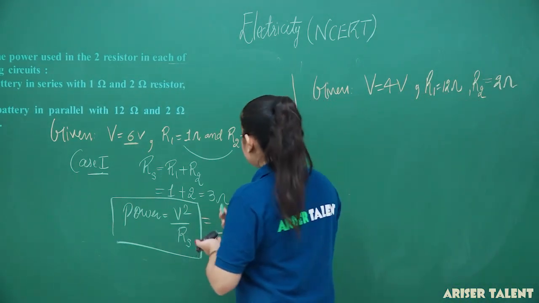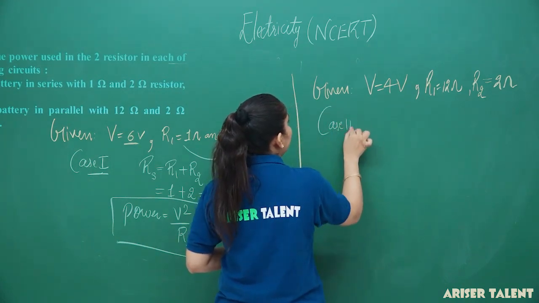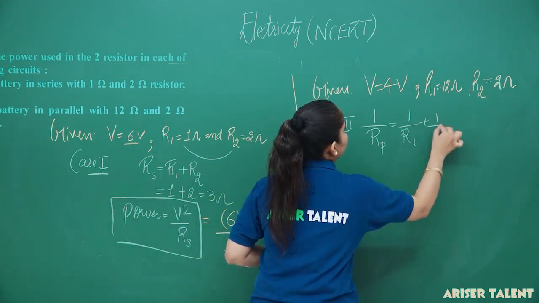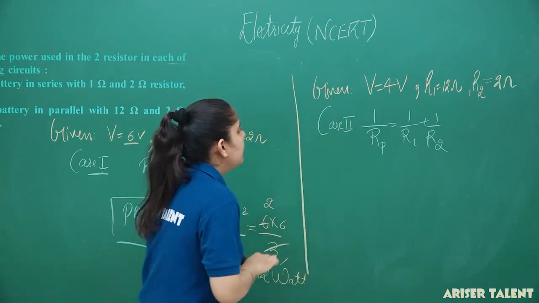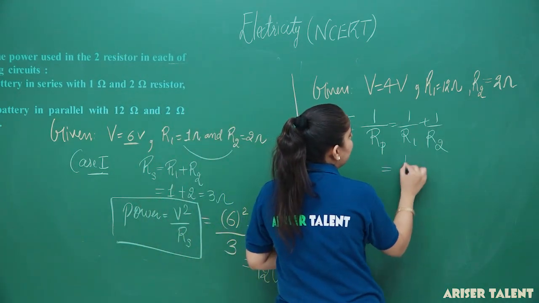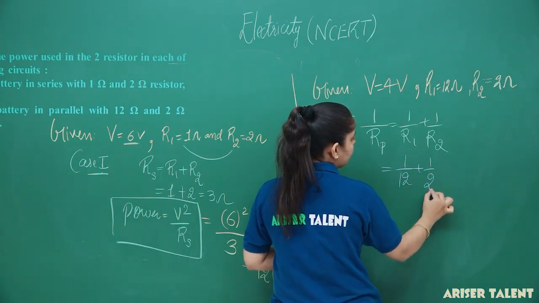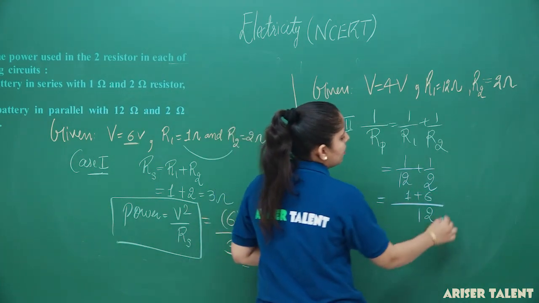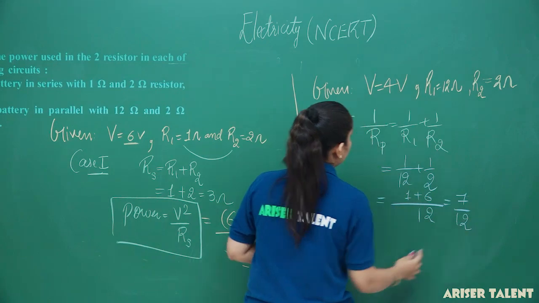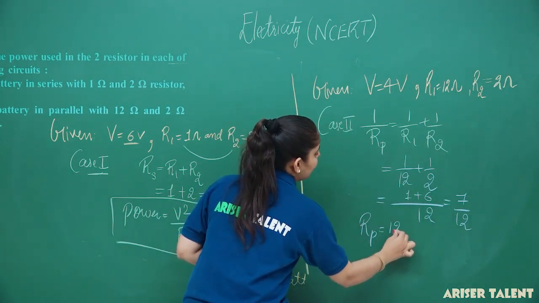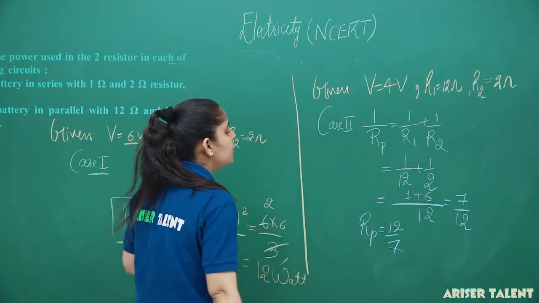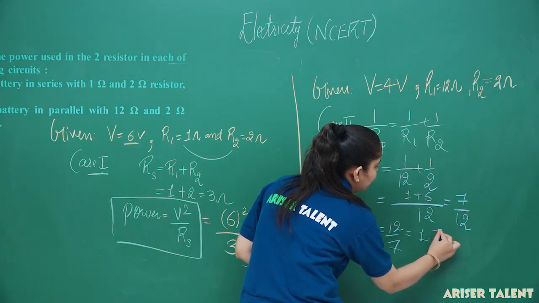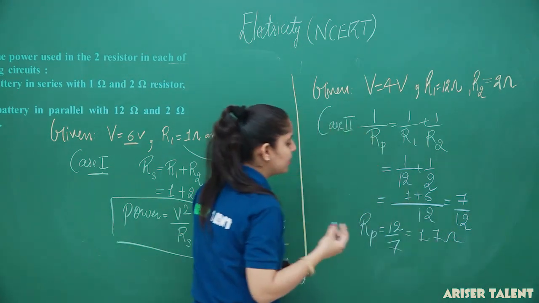Now the combination is in parallel, so again I have to find the value of equivalent resistance, that is Rp, and it is 1 upon R1 plus 1 upon R2. Now on substituting these values, 1 upon 12 plus 1 upon 2, LCM will be 12, it came out to be 1 plus 6, 7 upon 12, and the value of Rp equal to 12 upon 7. And this 12 upon 7 came out to be 1.7 ohm approximately.